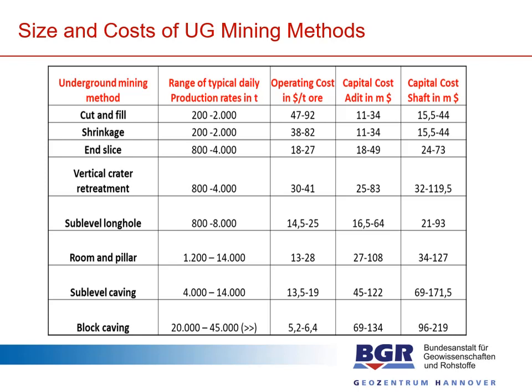On the other hand, you have room and pillar mining that can only be applied for seam-like deposits. So for coal, for potash, also for any deposit that has a seam-like extension, you can mine the ore, but you have to leave certain pillars that support the roof. You can have very high productivity in room and pillar, up to 14,000 tons per day, and you usually have a relatively low operating cost but high investment.